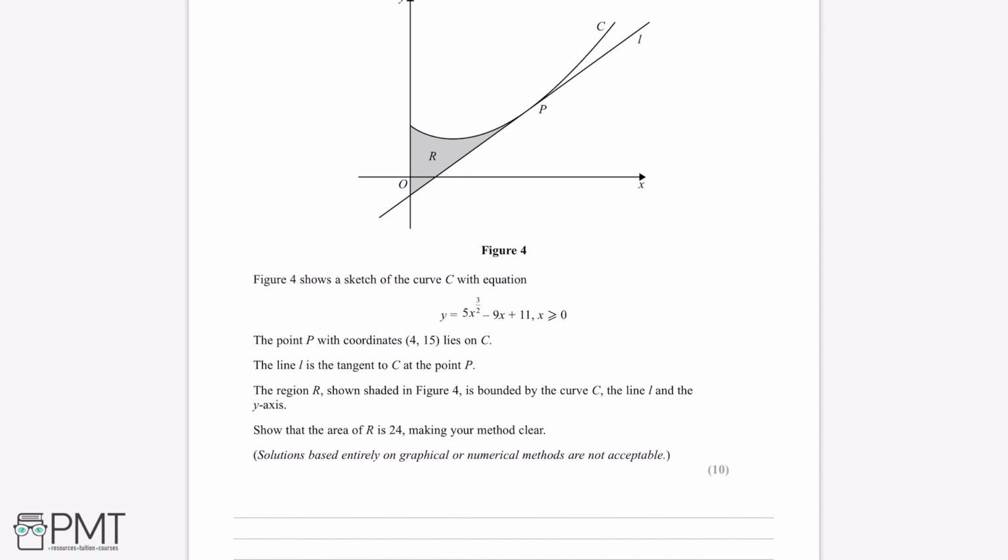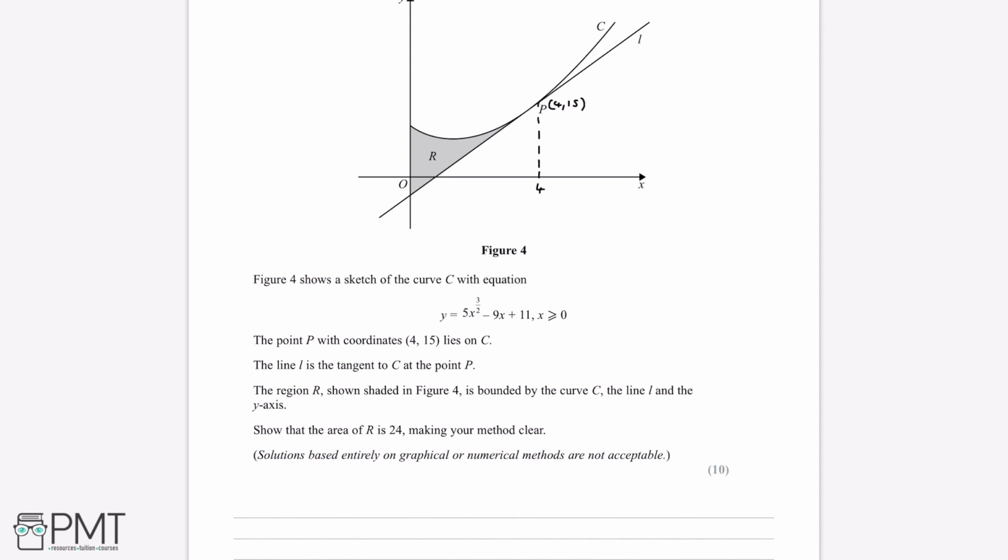So the first thing we would want to do here is recognise that the line L is the tangent to C at the point P, which happens at an x coordinate of 4 and a y coordinate of 15, if we just write the coordinates as 4, 15 here. Because the line L is a tangent to C at the point P, what this means is that at the point P, the curve C and the line L have the same gradient.